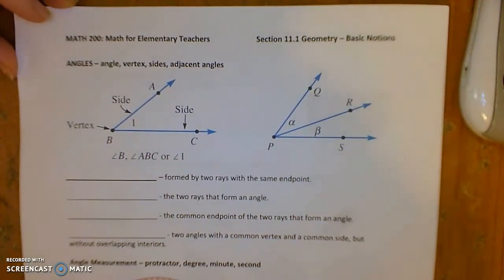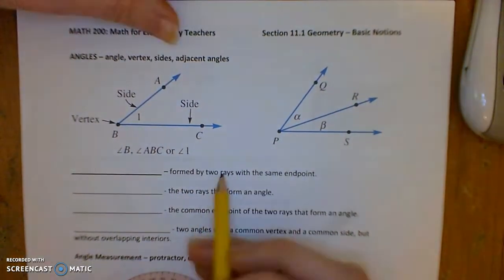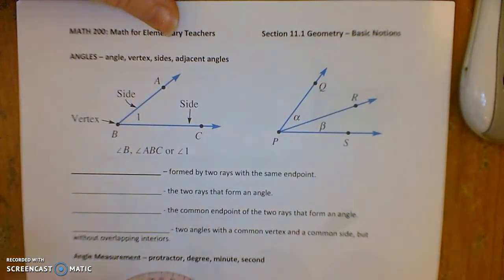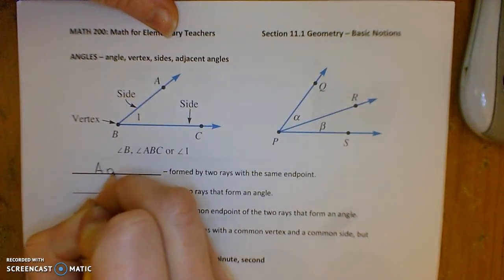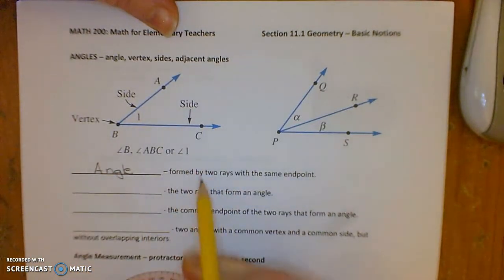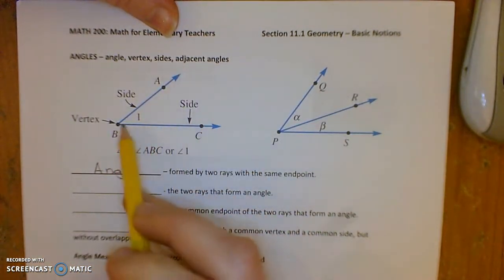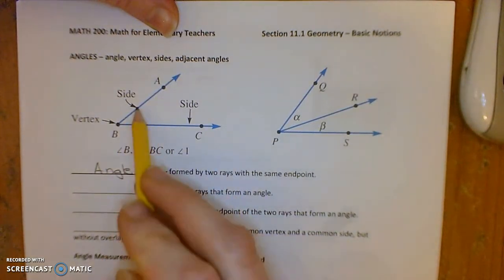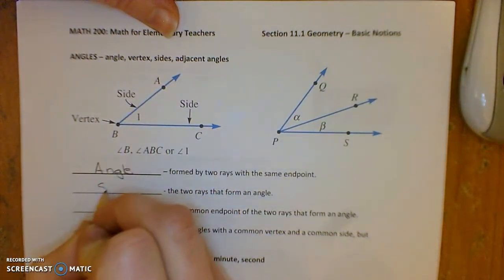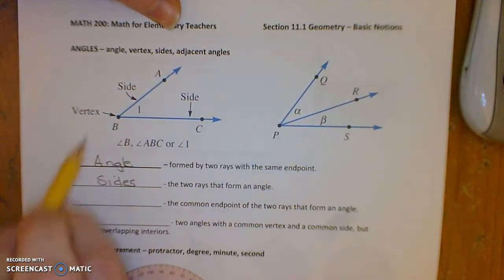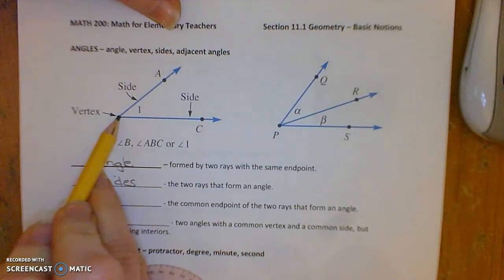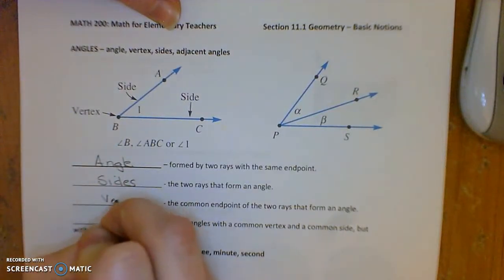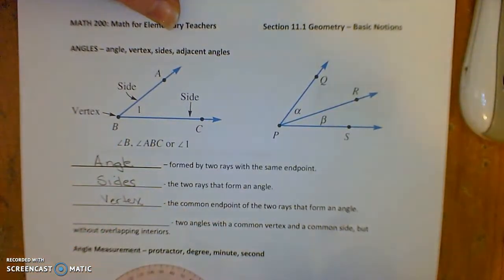Right, we're on section 11.1, still working through angles. All right, so an angle is formed by two rays that have the same endpoint. The two rays that form the angle are called the sides. And the common endpoint of the two rays that form that angle is called the vertex.